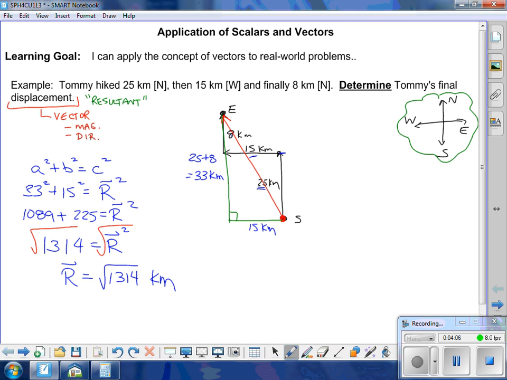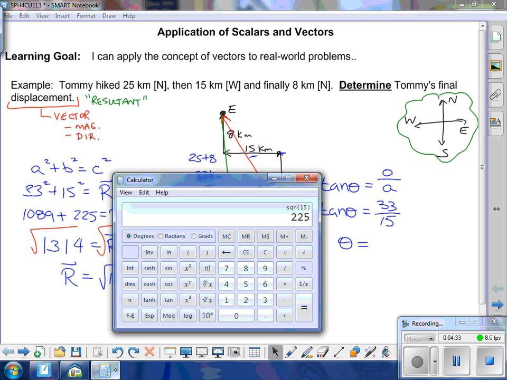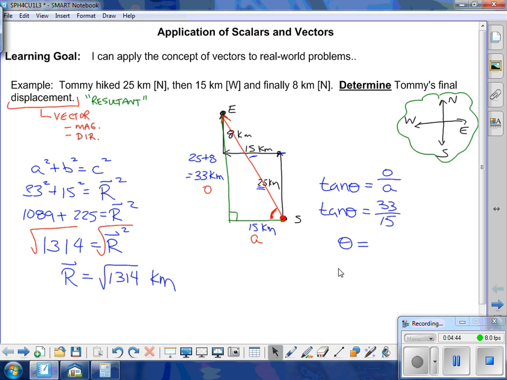Now I need to know a direction. And remember, the direction is always from the starting point, with your right angle triangle, the angle, which would make this opposite. It makes that adjacent every time. So tan theta equals opposite over adjacent. Tan theta equals 33 over 15. That I cannot do in my head. So remember, with the calculator, you need to do the fraction first. 33 divided by 15 equals, inverse tan, 65.6.